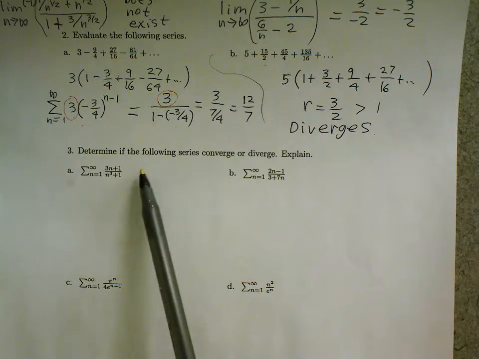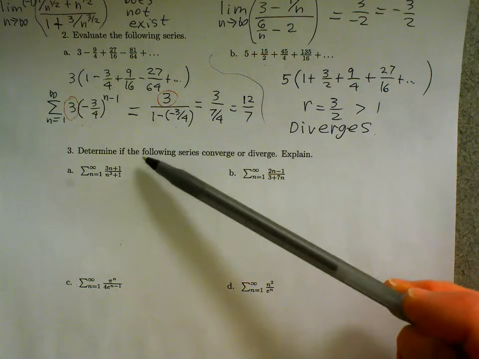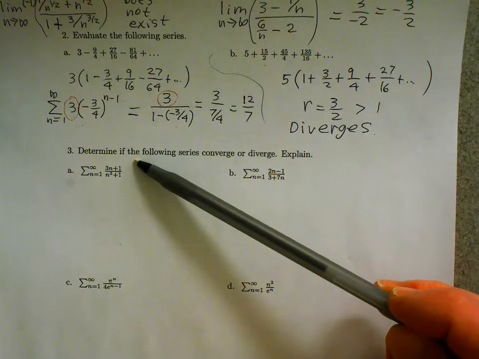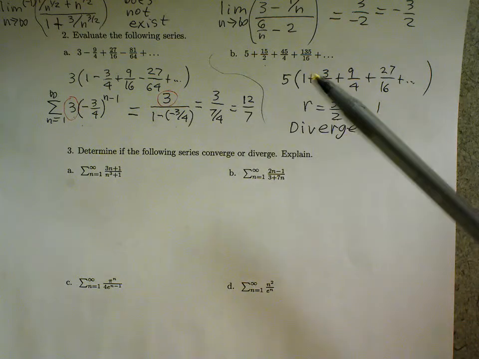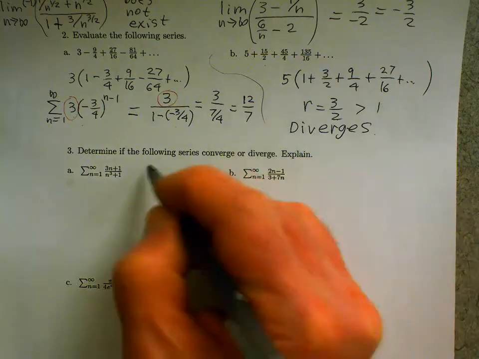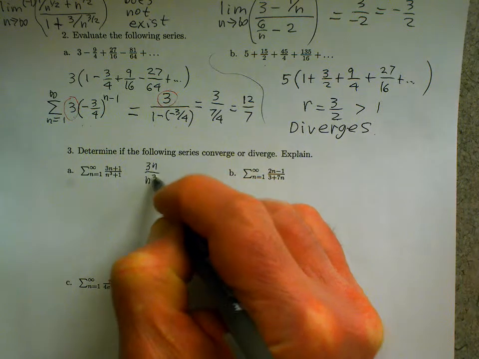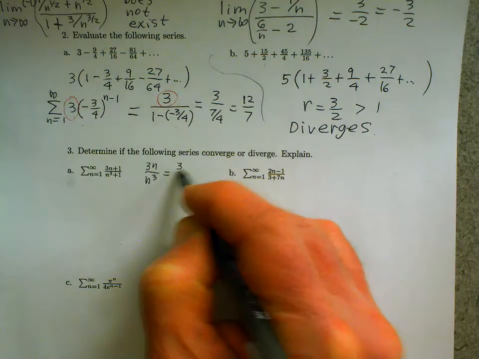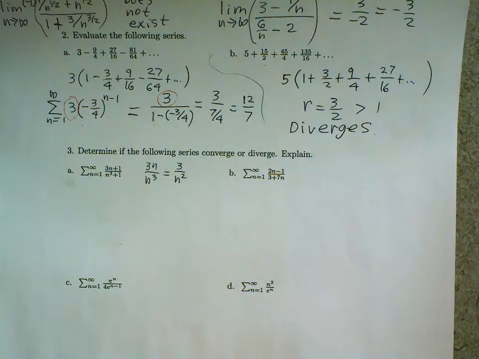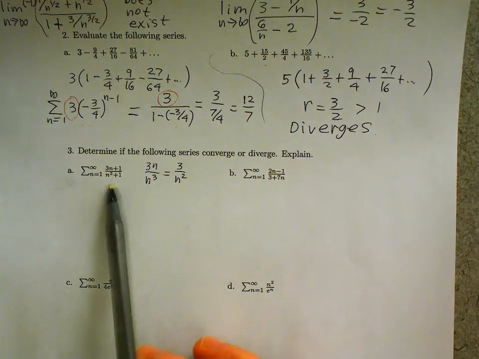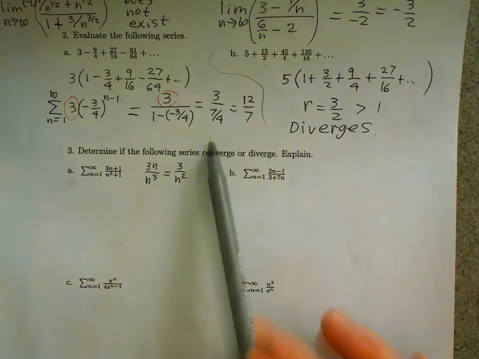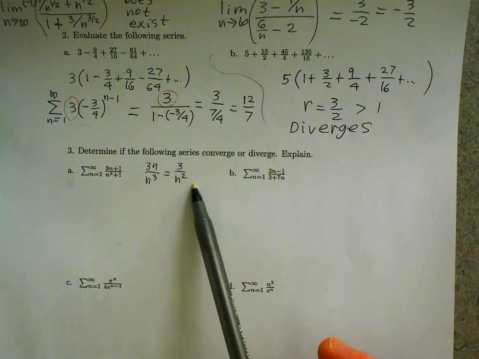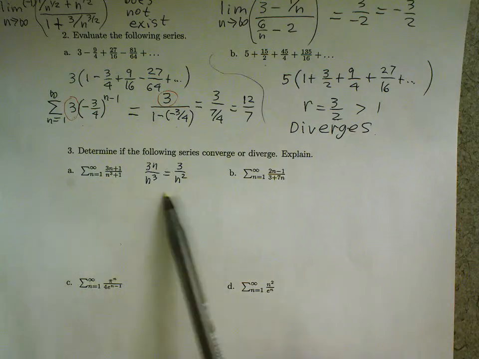Notice if you just focus on the term with the largest exponent in the numerator and the term with the largest exponent in the denominator, 3n over n to the third, that simplifies to 3 over n to the second. So if we do a limit comparison test with the series where the terms are either 3 over n squared or just 1 over n squared, we might get a result.